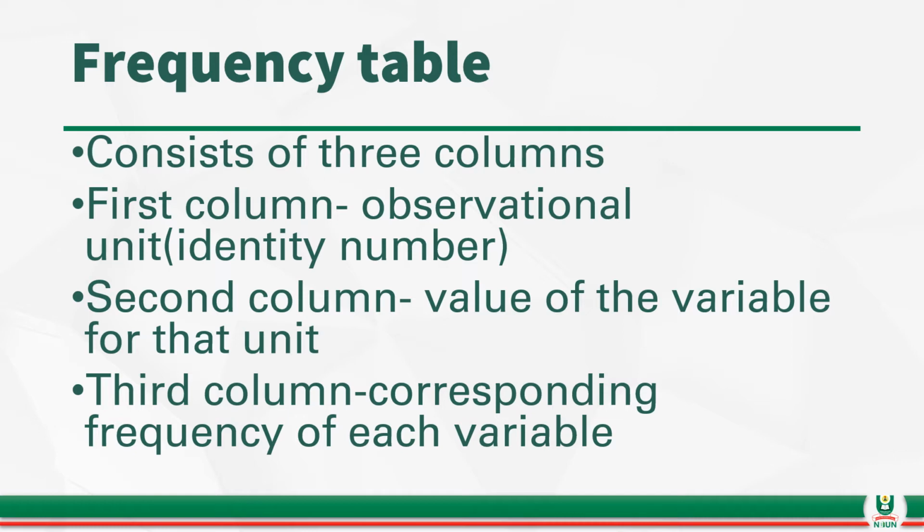Frequency table, on the other hand, consists of 3 columns, unlike the other one that consists of 2 columns. In frequency table, you have the observational unit, which is the identity number, the serial number. Then you have the second column, which is the variable, like the weight we measured. So the third column now is the corresponding frequency of each of those variables, as in how many times did the weight of 50 kg appear, how many times did the weight of 65 kg appear, as in how many students at 200 level had a weight of 50 kg or had a weight of 65. That is the corresponding frequency.